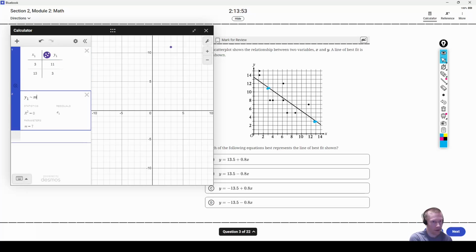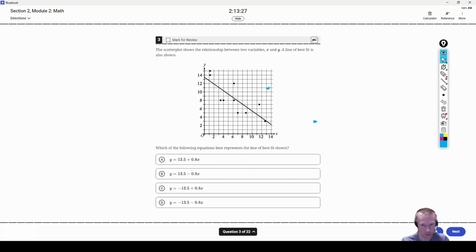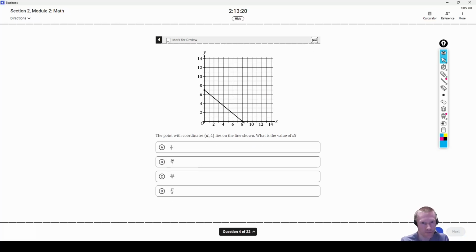And now I just type in to do a linear regression. Okay, what is my slope? What is my y-intercept? So notice the slope is exact. The slope comes out to negative 0.8, which is what we see for our correct answer here. But the y-intercept technically is 13.4, so it looks like it actually is at 13.4, not 13.5. But in the question it says, which of the following best represents. So that indicates that it's not exact, but it's just which is closest enough to it.